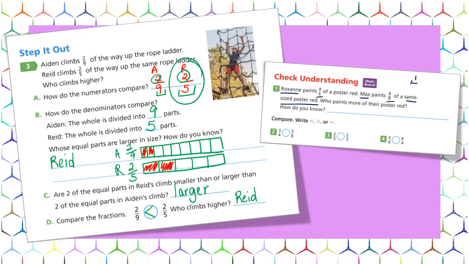I do notice that my numerators are the same, so I'm counting the same amount of parts. And since I want to know who painted more, I want to know which one is counting parts that are larger. So I have a 6 in the denominator and I have an 8 in the denominator. So the 4/6 is going to have larger parts because I'm breaking my whole into fewer parts. So 4/6 is greater, which means that Roxanne painted more.